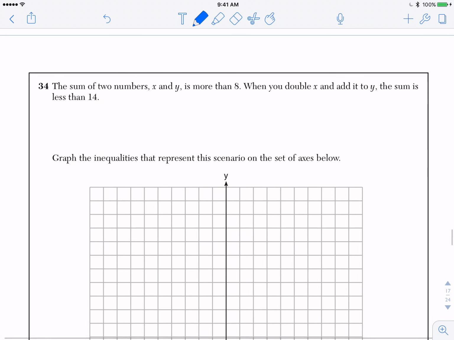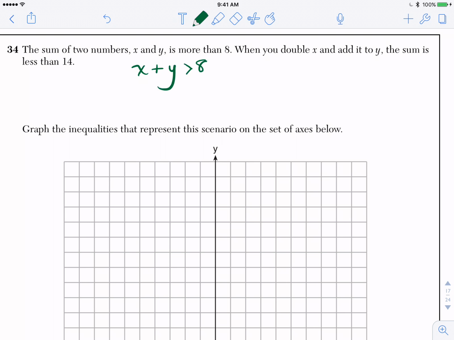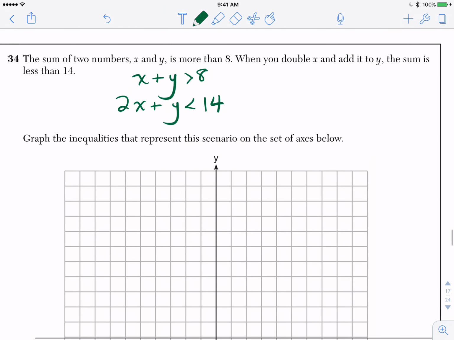So first, let's translate. The sum of two numbers, so that tells us to add x and y, is more than 8. More than, we're going to use the greater than symbol. Greater than is the same as saying more than. When you double x, doubling is 2x, and add it to y, the sum is less than 14. So great. Just creating that system alone bought us some points, and now we want to obviously do everything below.